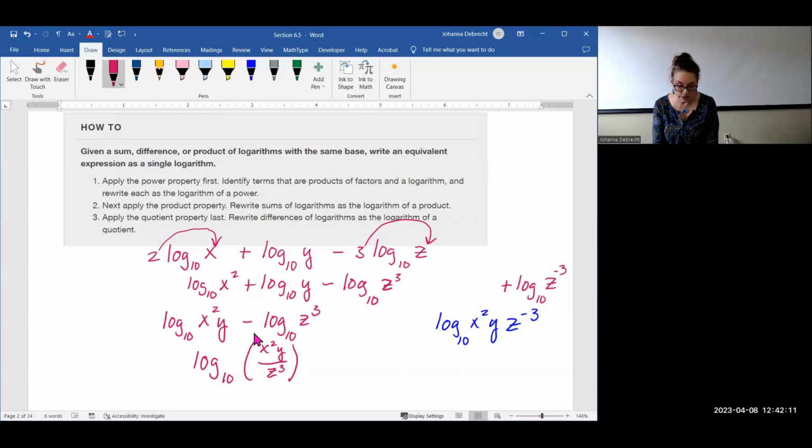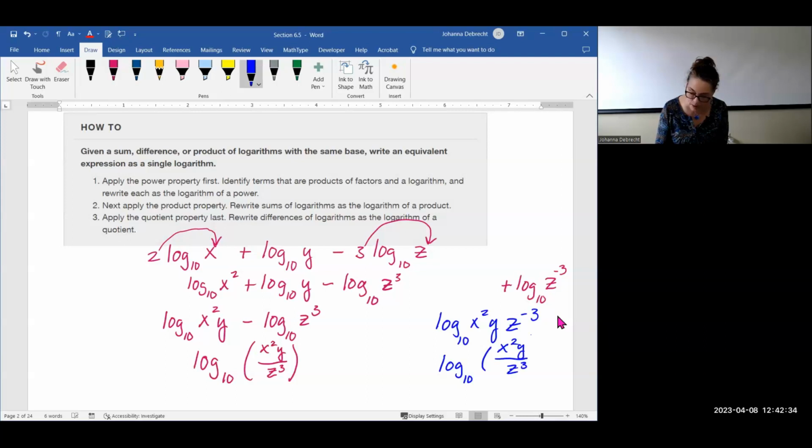Now, you may say, well, that doesn't look like the blue one, but it actually is, because remember that when you have a negative exponent, it's a position changer. If it's in the numerator, it moves it to the denominator. If it's in the denominator, it moves it to the numerator. So this actually can be rewritten with an answer part of x squared y divided by z to the positive 3. When you change the position, the exponent changes sign. And you can tell that these are, in fact, equal.